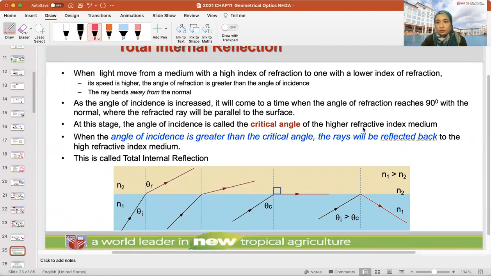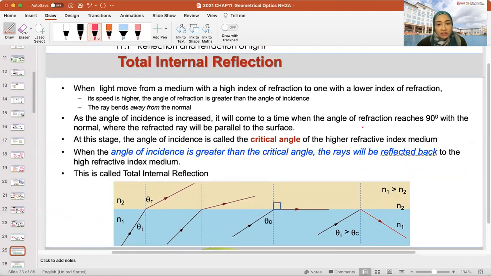Next, moving on to total internal reflection. Give me like 4 more minutes. Saya nak catch up. Saya nak cuba as much as possible.